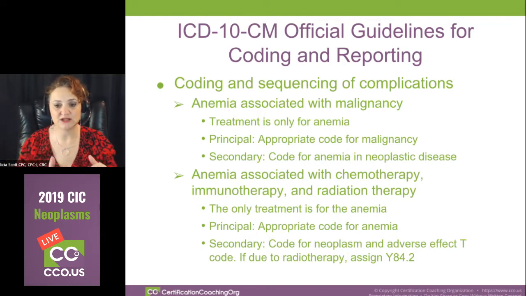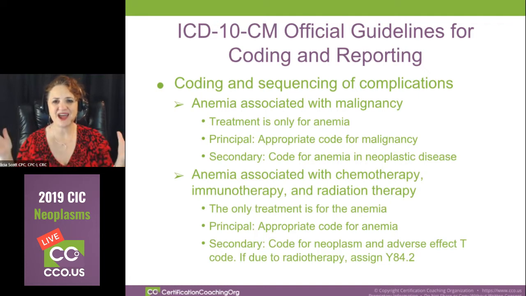Secondary, you're going to code what type of cancer that they have, and there's going to be a T code that gives us the adverse effect. And then they have another little code, Y84.2, which is specifically that it's the radiation causing the anemia. Now you think, why do they have all of this?